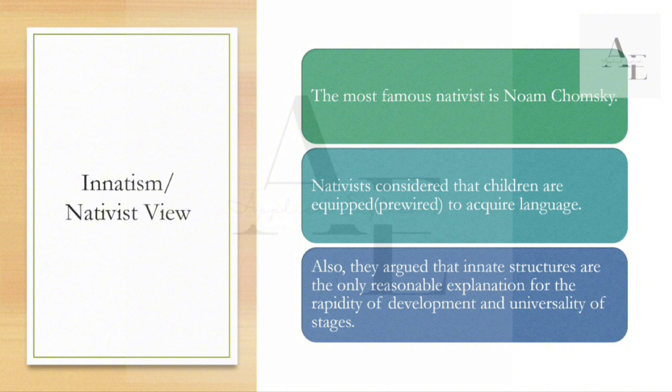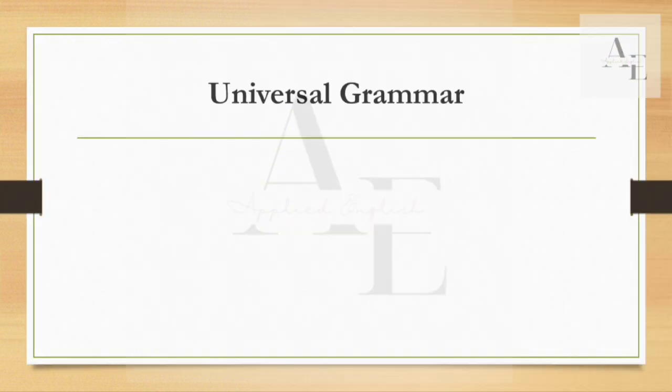Also, they argued that innate structures are the only reasonable explanation for the rapidity of development and universality of stages. Actually, the rapidity of development and universality of stages is what we talked about in our previous lecture. The stages that children go through are all the same, and they reach the same stages at almost the same time. So the linguists said that the only reasonable explanation for these things is innate structures. So they came up with a term which is universal grammar.